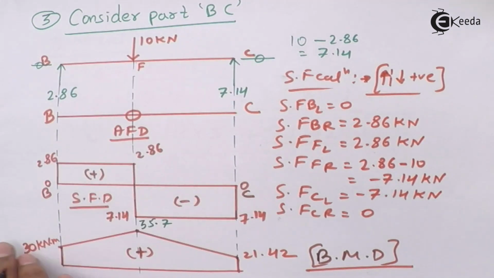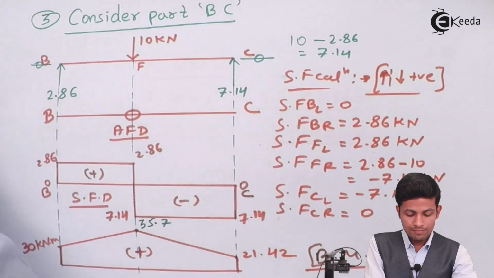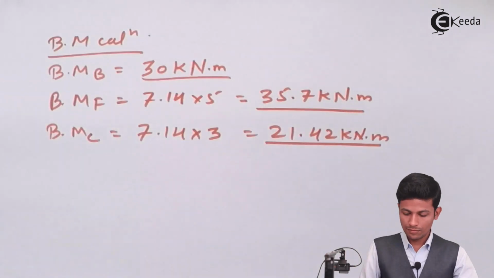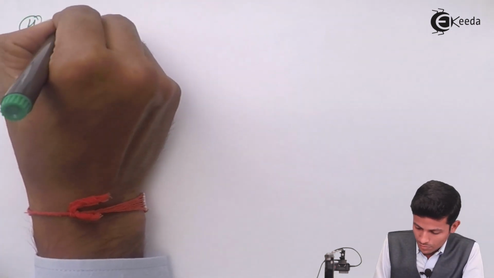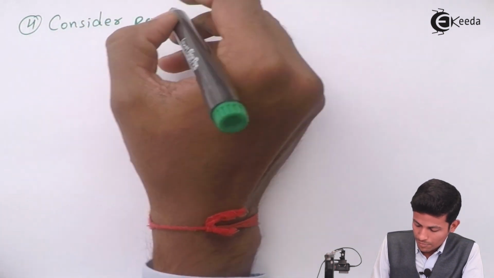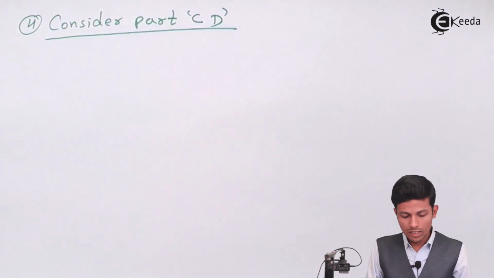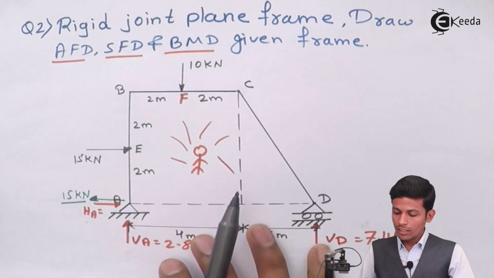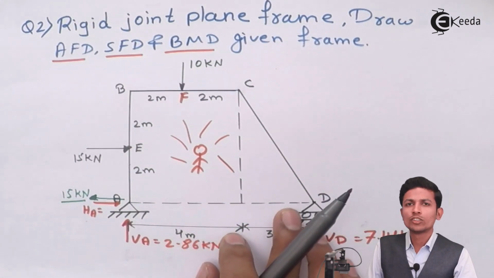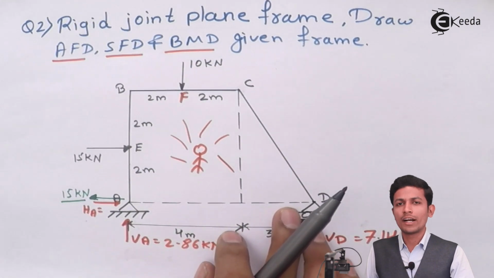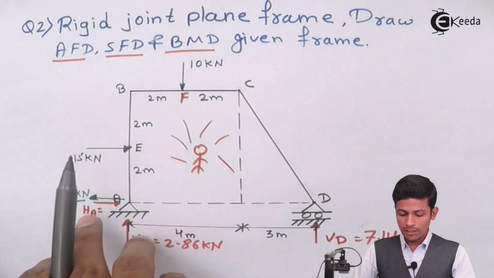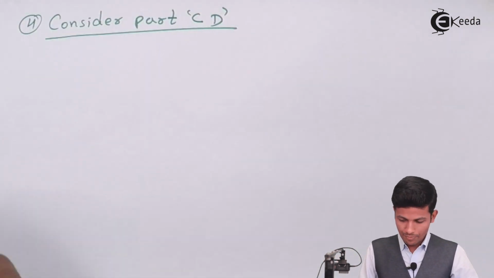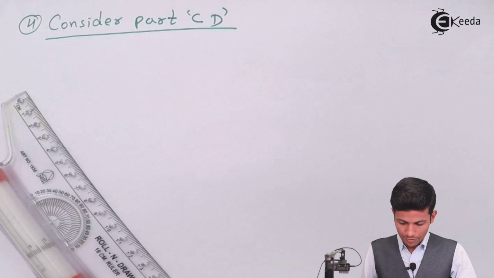Now what's our next part? Consider the part CD. The CD part is inclined. Don't take tension over the inclined part; it is also very simple, you just have to resolve the force. Let me explain. For the CD part, first draw the diagram over here.